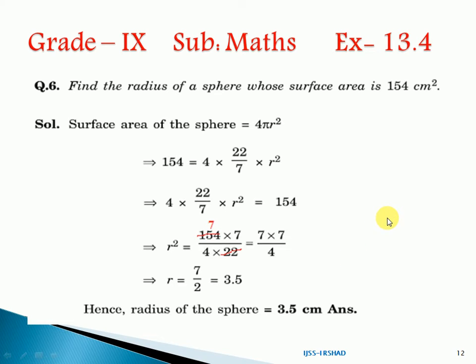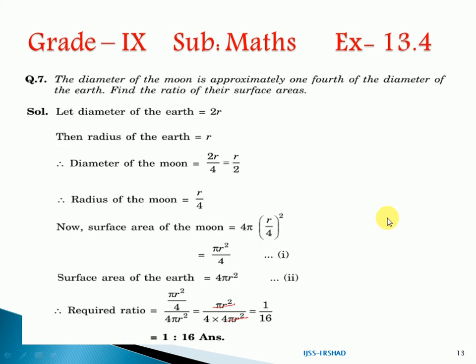Move to question number 7. What is question number 7? Just read it, try to understand the question first. The diameter of the moon is approximately 1/4 of the diameter of the earth. Read it carefully. The diameter of moon is approximately how much? 1/4 of the diameter of earth. Find the ratio of their surfaces.